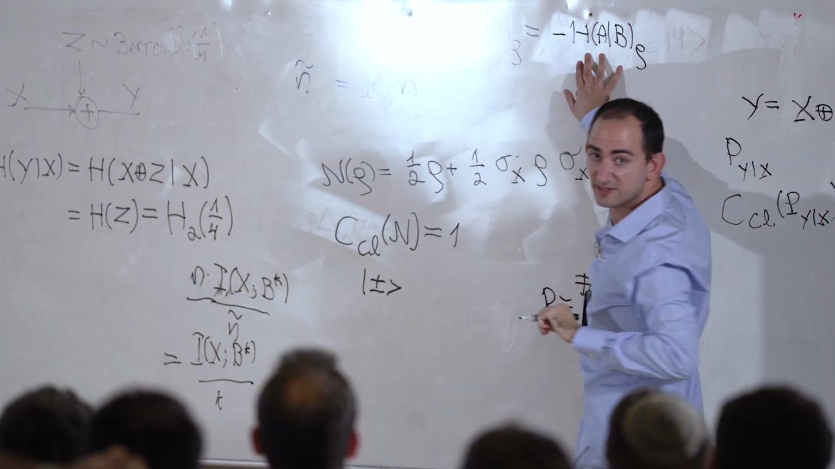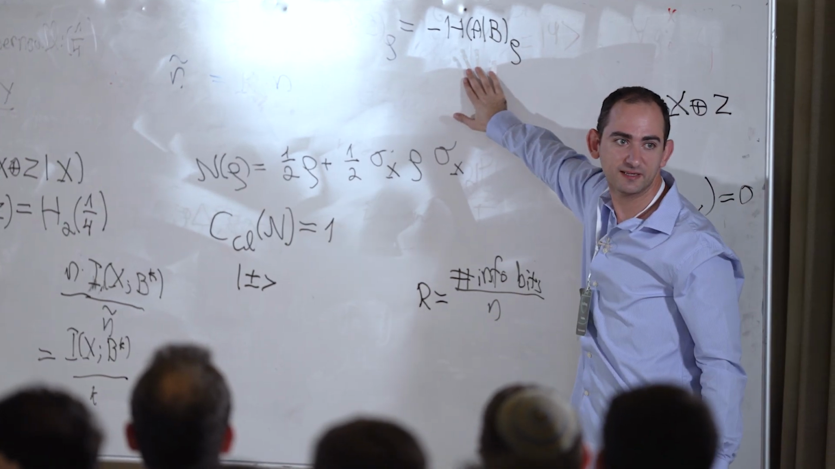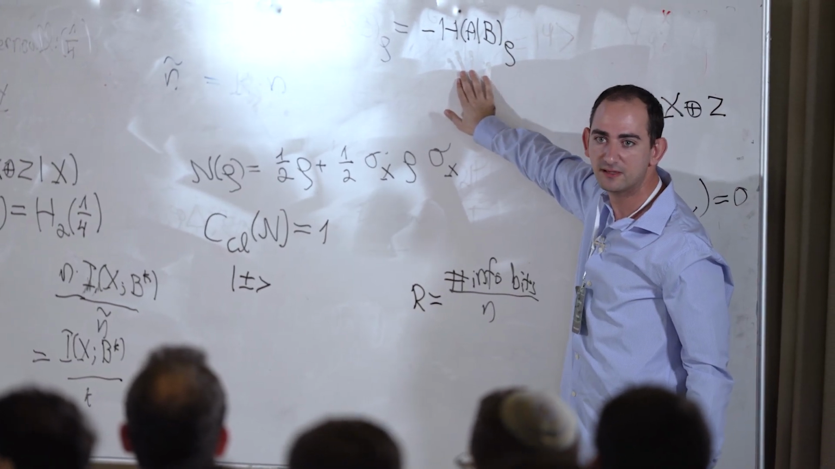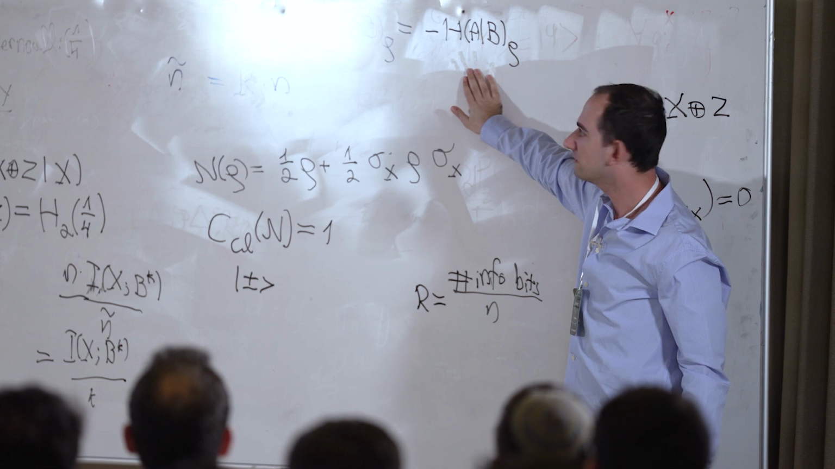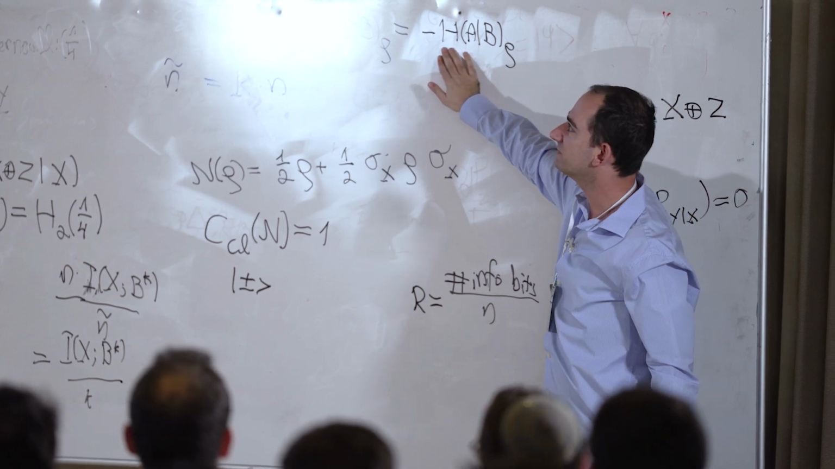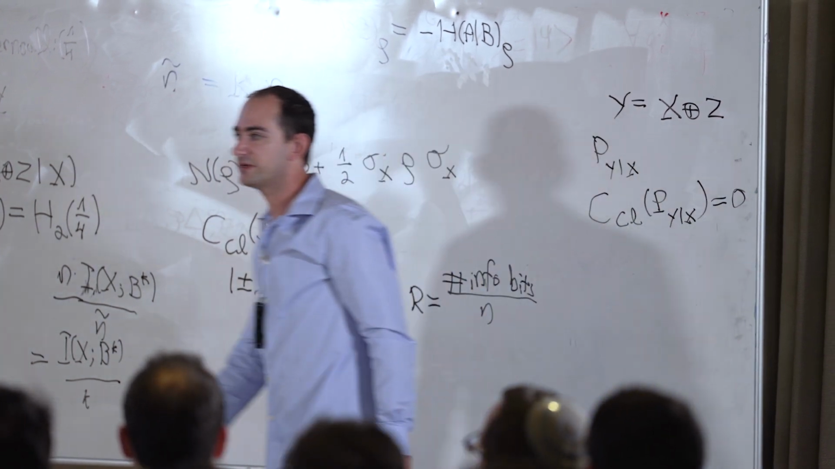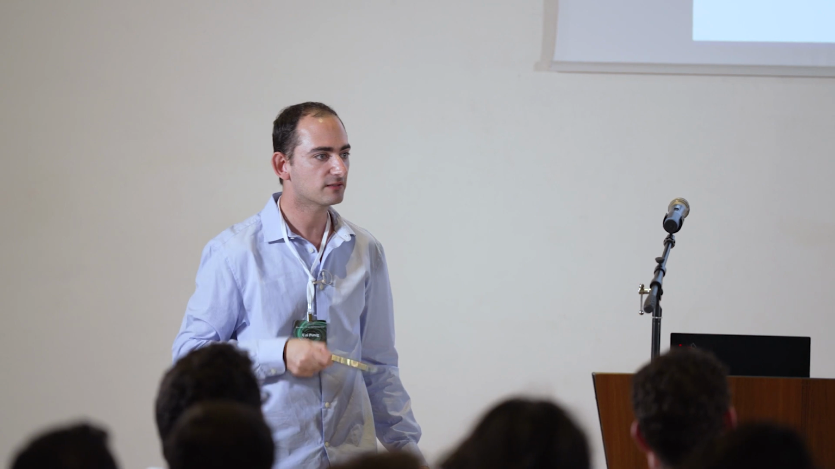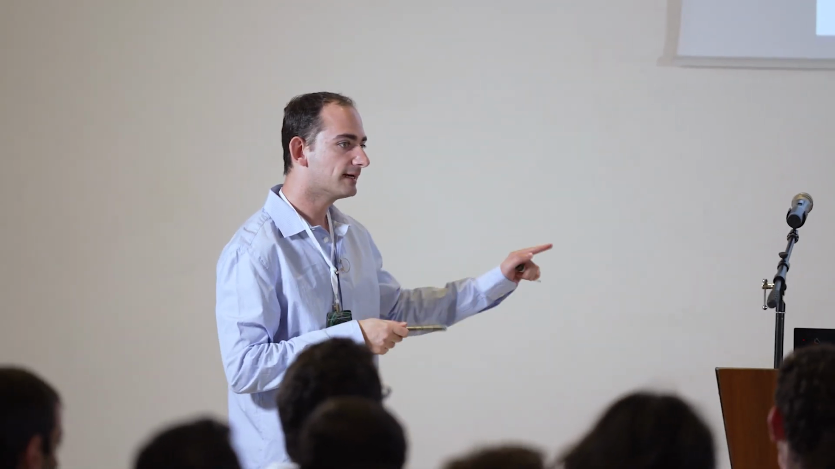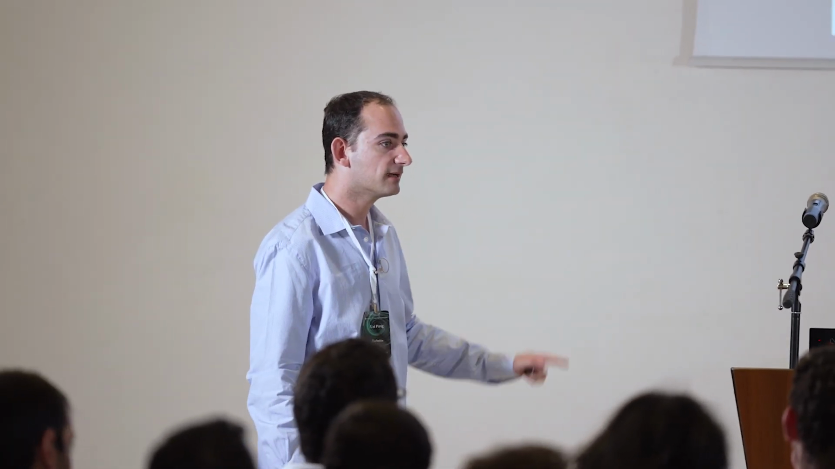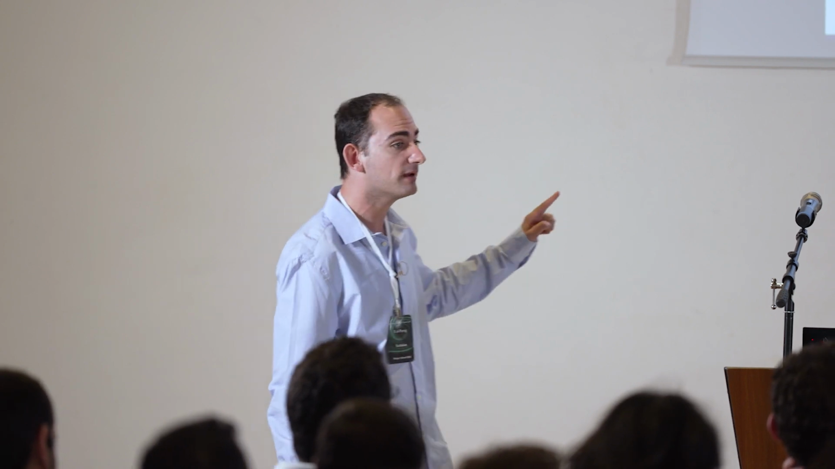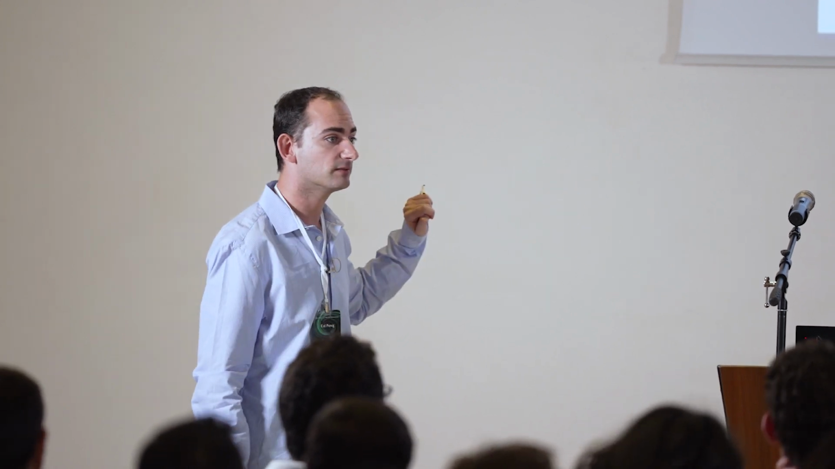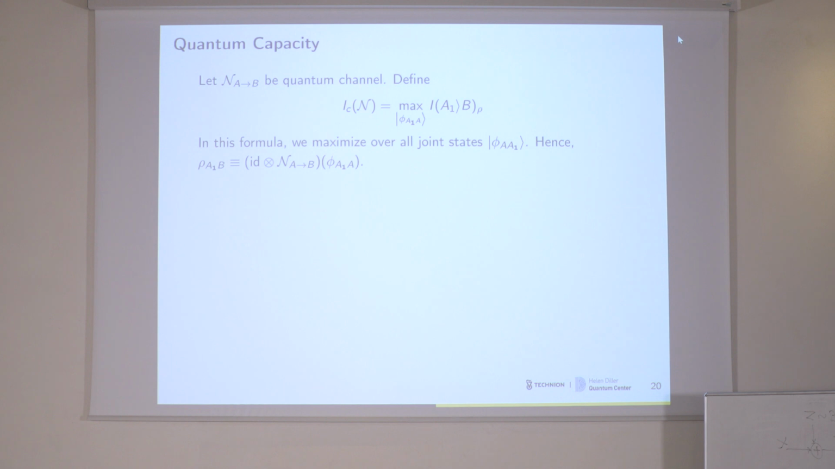Remember that I told you that there are practical implications to the negativity of the conditional entropy? This is it. Only if the conditional entropy is negative can we achieve a positive rate. Only then can we send qubits. We can send qubits only if we have negative conditional entropy. And negative conditional entropy can only happen if we have entanglement. So the state phi must be entangled.